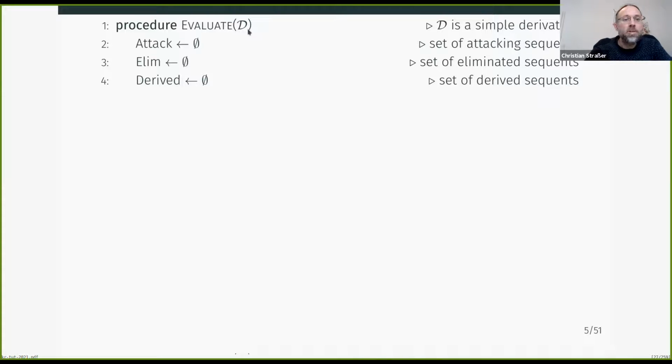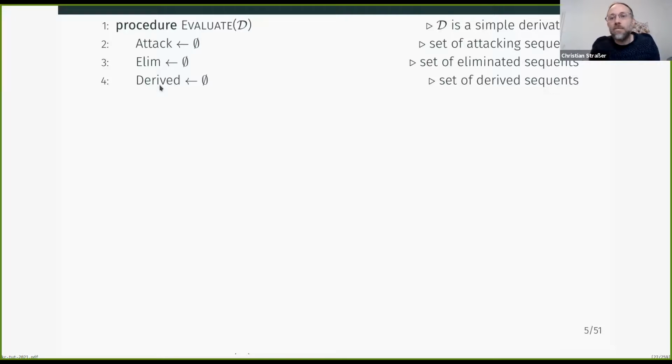So we input to the procedure a certain simple derivation. Let's say our simple derivation at stage 9, at line 9. What the procedure first does is to initialize certain sets, actually the sets which it will output. So the first set will simply be used to keep track of the attacking sequence. The second set will be used to keep track of the eliminated sequence in this proof. And the fourth one simply will keep track of everything which has been derived in the proof.